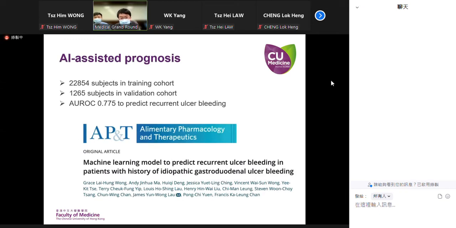Apart from cancer, GI bleeding can also be used for AI-assisted prognosis. This is a paper published by a group before, using a machine learning model to predict recurrent bleeding from patients with previous peptic ulcer disease. Basically, we involved more than 20,000 subjects in the training cohort, and also externally validated it in the prospective cohort. So the AUROC is approaching 0.8 to predict the recurrent bleeding. Since these patients are quite prone to rebleeding in terms of its idiopathic etiology, it can help us to guide whether we should continue long-term acid suppression therapy in these patients.